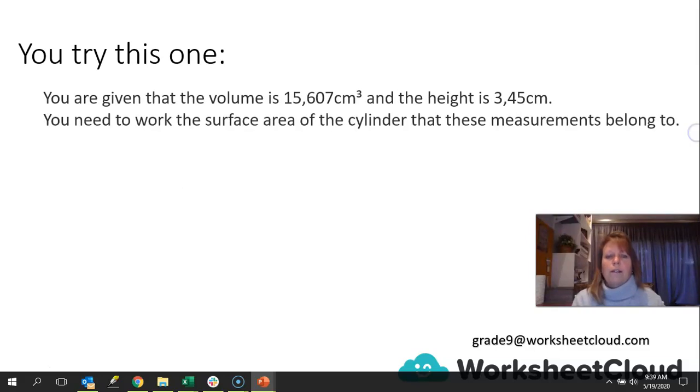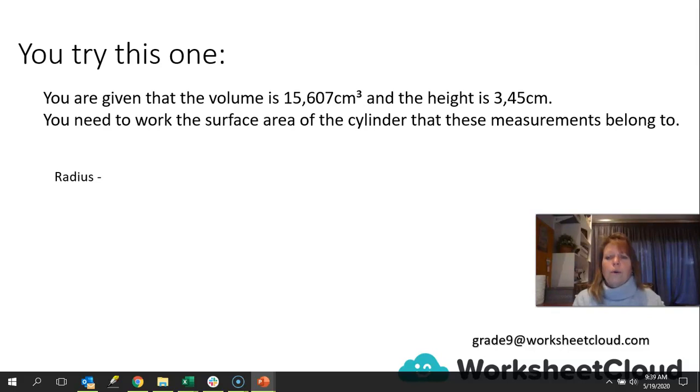I want you to try it. There is the problem. You are given the volume again and the height again. Now you need to work out the surface area of the cylinder with these measurements. Okay, so pause the video. You try and work it out. Your calculations might be quite long, but that's all right. When you are finished, then come back and we can go over it together. Right, let's see how you did.